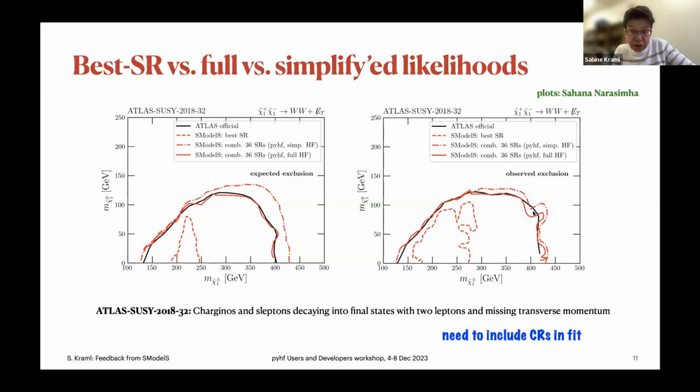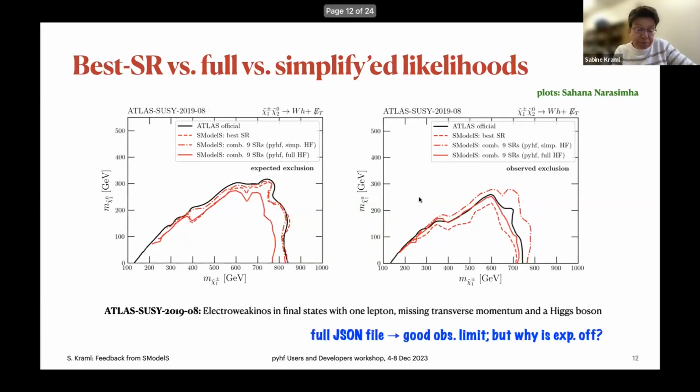Again, the simplified JSON file works very well, reproduces well the observed limit from ATLAS. But what's strange is that for the expected, it does not perform so well. So there, the full statistical model is much better. Something that's peculiar about this result is that we really need to include the control regions in the fit, otherwise the result is off.